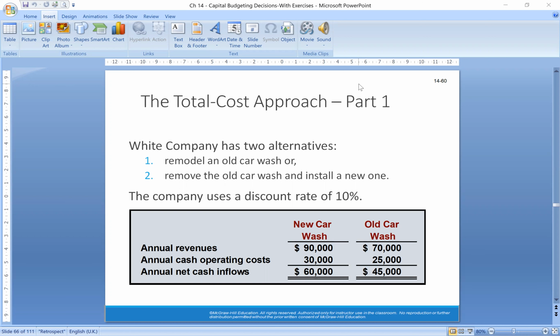Annual revenues for the new car wash are 90,000 and for the old car wash 70,000. Annual cash operating costs are 30,000 for the new car wash or 25,000 for the old car wash. Annual net cash inflows are 60,000 for the new car wash and 45,000 for the old car wash. What is the difference if we have more than one alternative for the net present value? We have to calculate the net present value for each project and then decide.